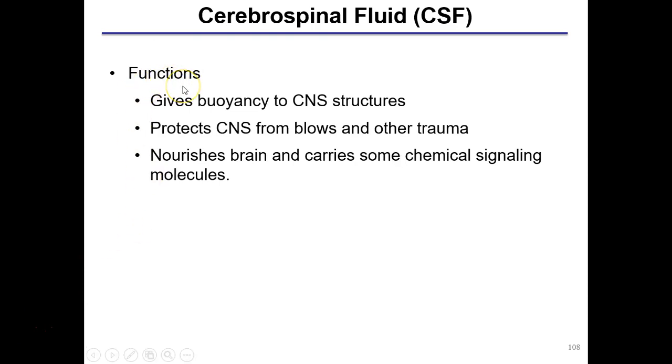So again, the purposes of the CSF: it allows the brain and spinal cord to basically float within a fluid environment. That fluid layer provides a cushion protecting the CNS from blows and other forms of trauma which may affect the skeletal tissues that surround the central nervous system. And finally, the CSF, as we mentioned, does provide some nourishment to the brain tissue, and it is also capable of carrying some of the chemical signaling molecules that may affect or modify neural function.